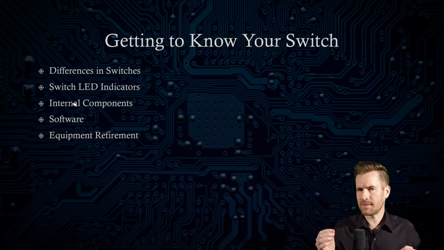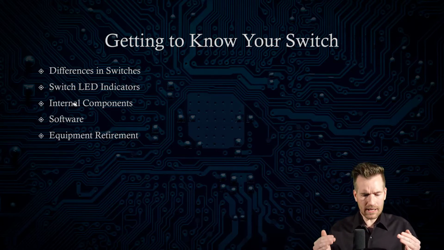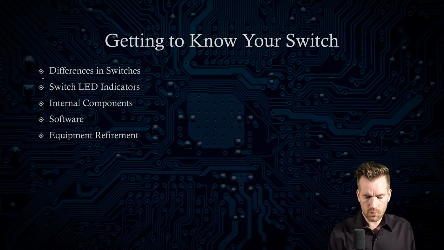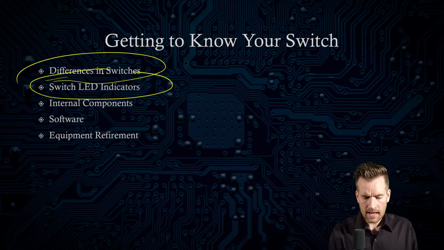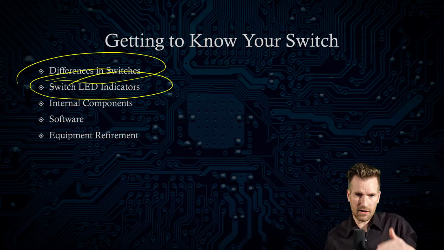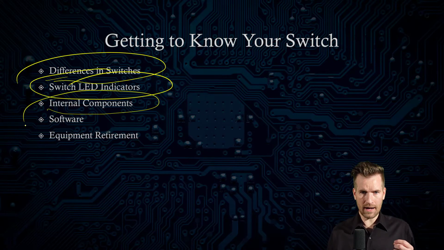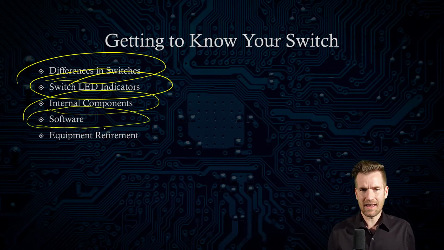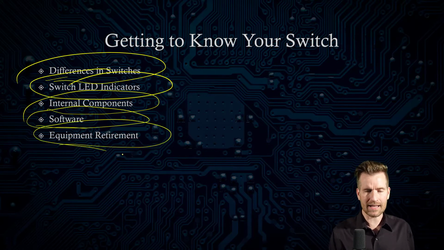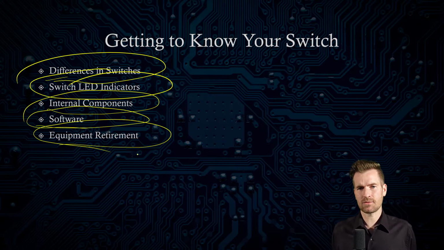So let's talk about some of the differences in the switches. Then we're going to get into the switch LED indicators and what the different lights mean. We'll talk about the internal components, what the switch comes with, and then we'll talk about software and what software runs on the switch. And then finally, we will talk about what happens when a switch gets to the end of life, or when it's ready to retire a switch.